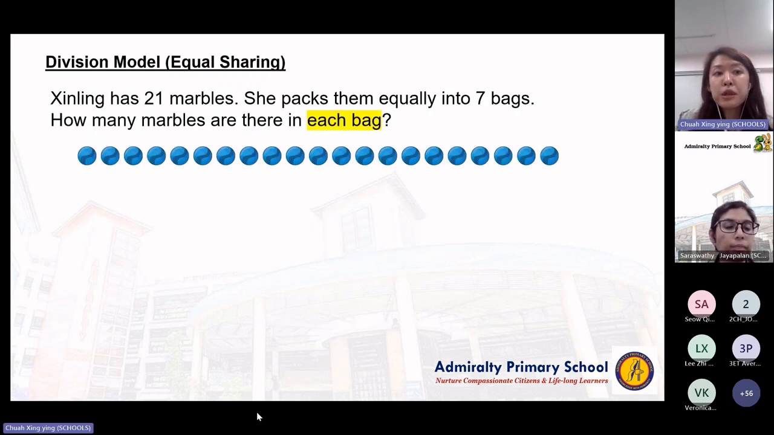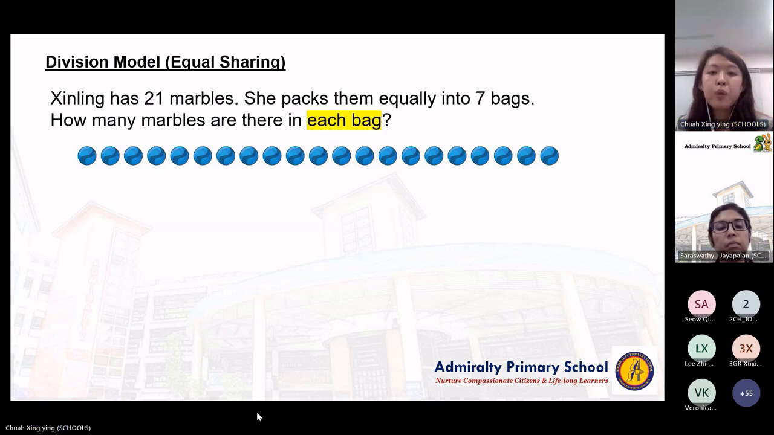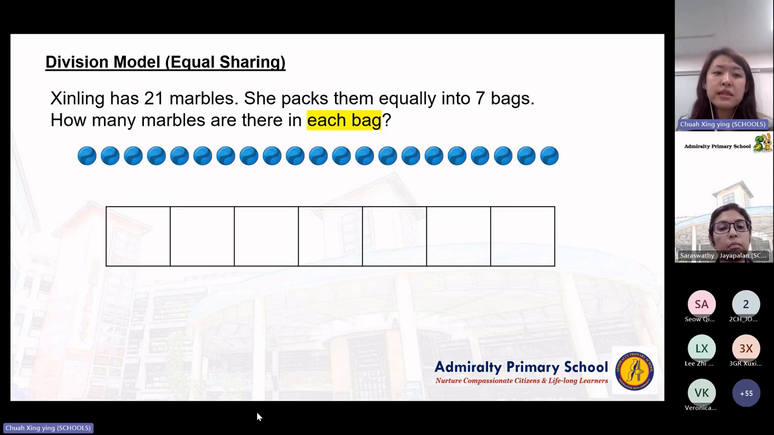Next, we move on to division model, equal sharing. Xing Ling has 21 marbles. She packs them equally into 7 bags. How many marbles are there in each bag? Keyword is each bag. We have a total of 21 marbles. We draw 7 units to represent 7 bags. We share the 21 marbles equally into each bag.